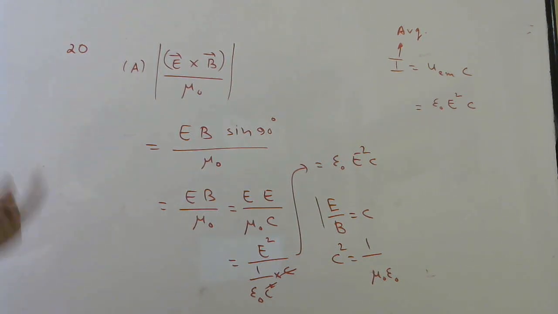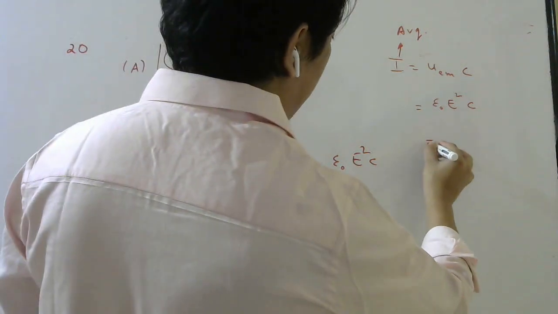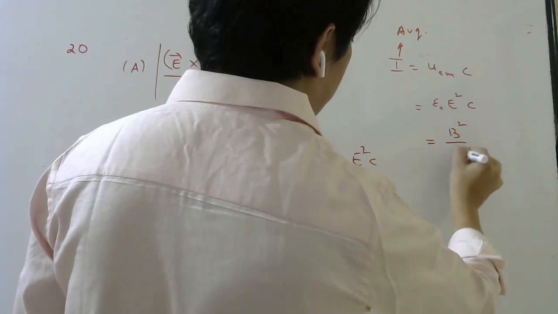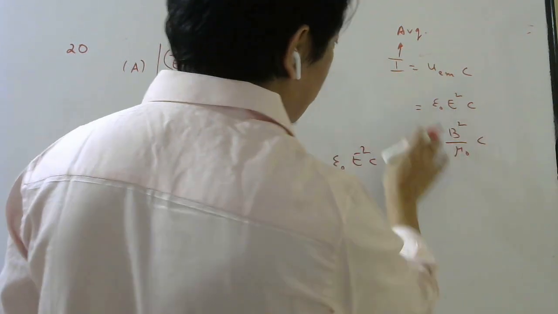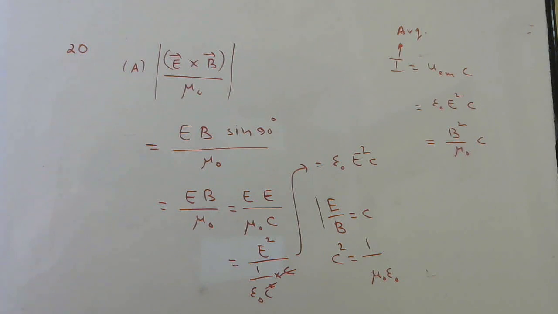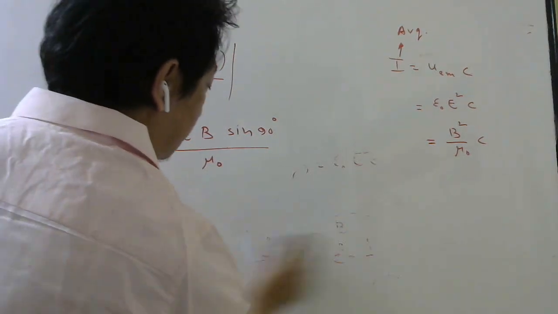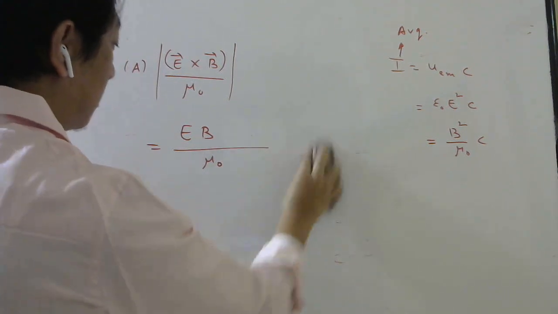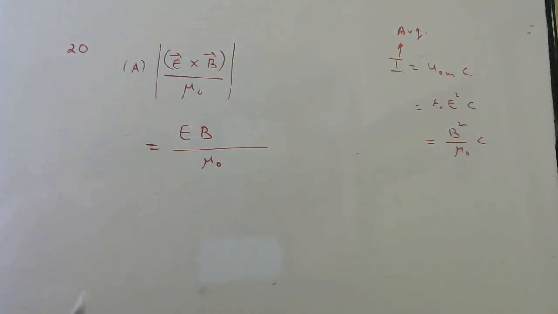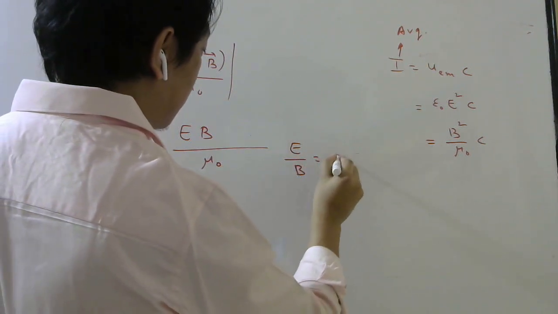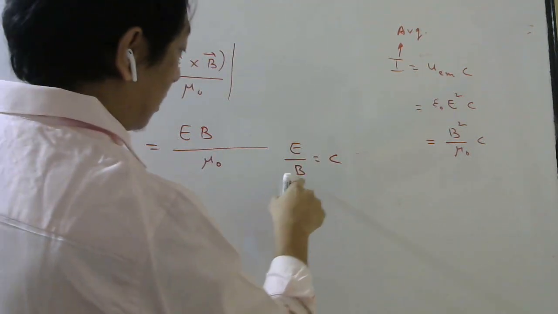Okay, students. Now, suppose you say, no, I want to write in terms of magnetic field. In terms of magnetic field, this formula is what? B squared by mu naught, C. Same formula, same. Obviously, it will be equal only if I write in terms of magnetic field also. So that is in terms of electric field. In terms of magnetic field, E I have to replace. You know E by B is C. So in place of E, what can I write? B into C.